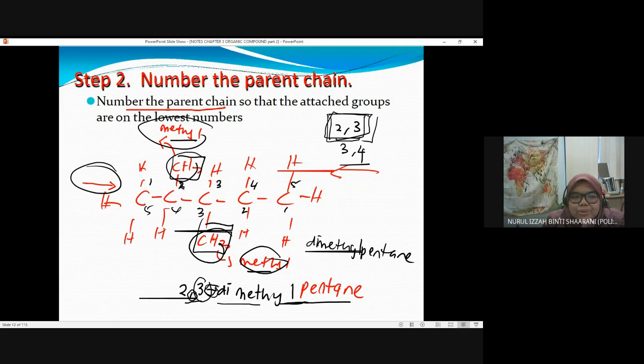Basically dalam pemakahan, what we are going to do is, first we are going to take a look on the parent change. Kalau parent change awak salah, let's say you buat pentane, instead of pentane, you write butane, contoh. Tapi depan ni betul. Tapi belakang ni, instead of pentane, jawapan dia, you write butane. Kalau parent change salah, semua akan jadi salah.